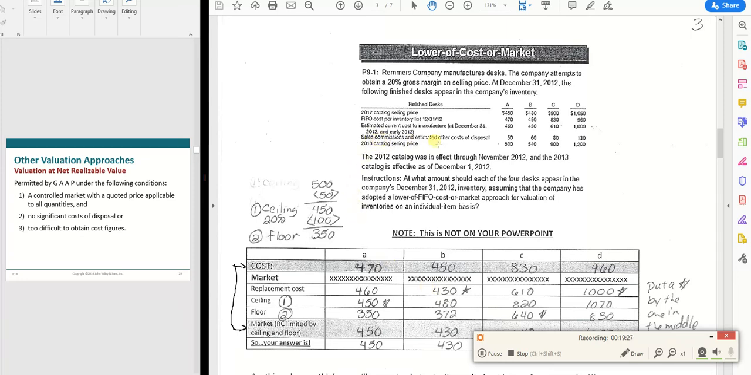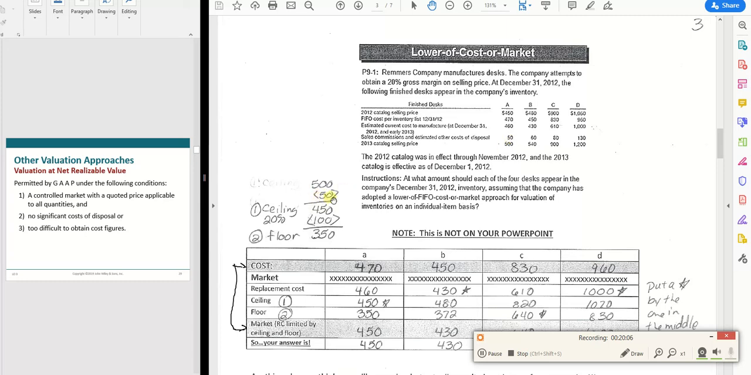notice I have sales commissions and estimated other costs of disposals. So I know I'm going to subtract those, and my 2013 catalog selling price. So notice I have a 12 selling price and a 13 selling price. So the 2012 catalog was effective November 12th, and the 2013 catalog is effective December 1st, 2012. And I want it as of December 31st, and so I need to use the 2013 selling price. Okay, so in each of these cases, my ceiling is the selling price minus the disposal costs and the cost to complete.